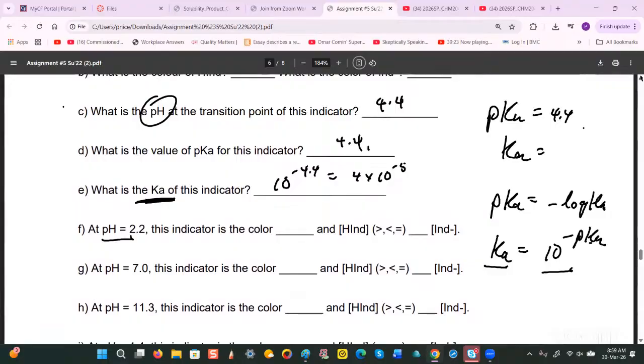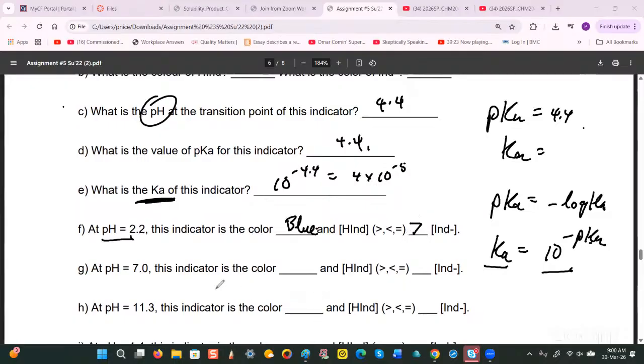Okay. So what would you expect the color to be in the case of pH 2.2? Blue. Yes. Okay. So therefore, that means that the concentration of HIND is greater than, less than, or equal to the concentration of IND minus? Greater than. Okay, very good.